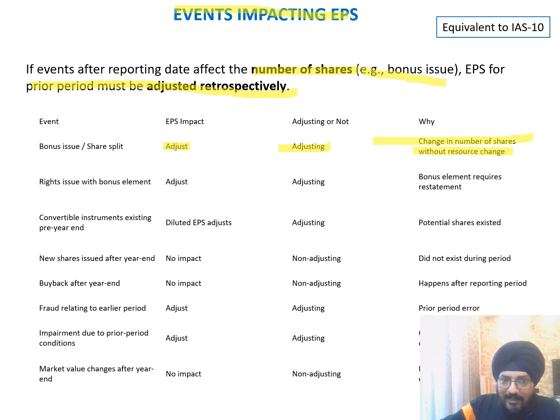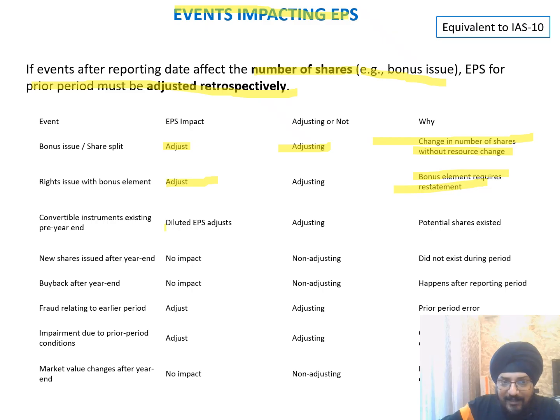Rights issue with bonus element. So we have to do the adjustment, but the bonus element requires a restatement. But in a rights issue, it does not require the restatement because a rights issue is a fresh lot that has been issued, so there is an increase in the base itself. There is no entitlement to the existing shareholders. They can subscribe for it, but for that they have to pay the value for it as well. So this does not require any retrospective adjustment.